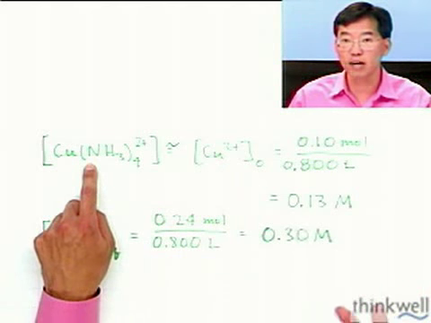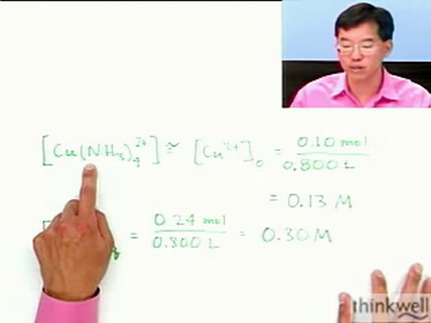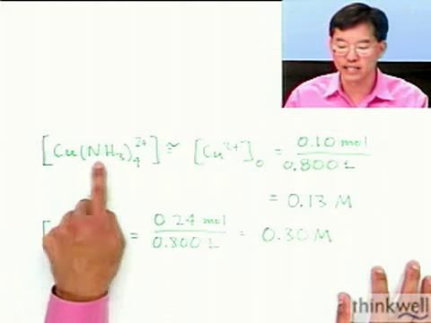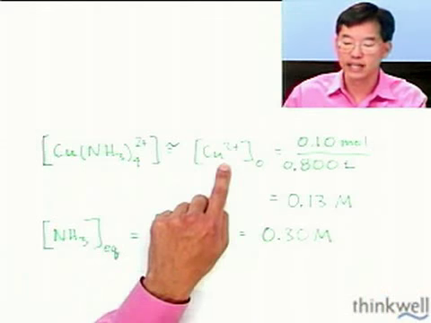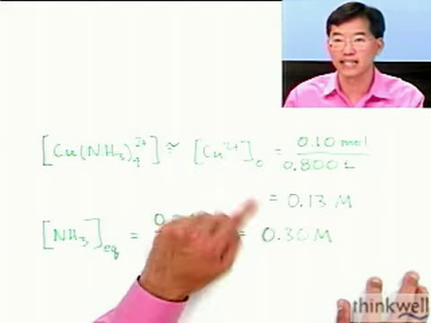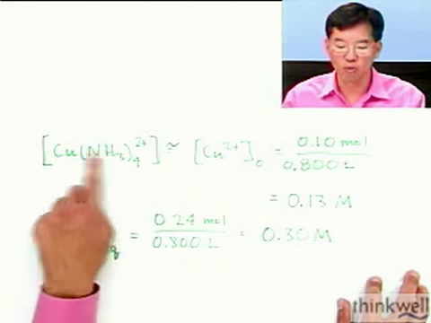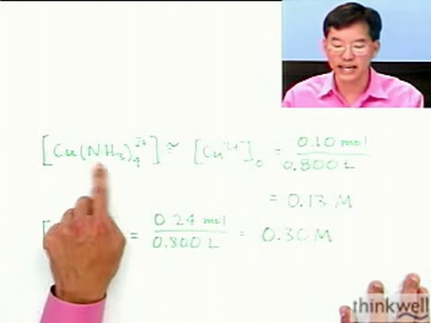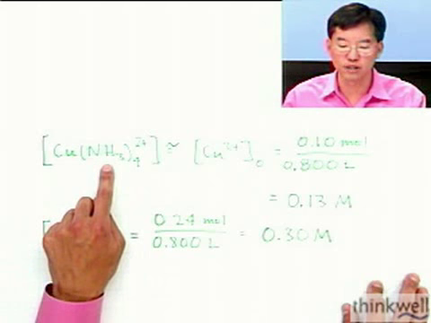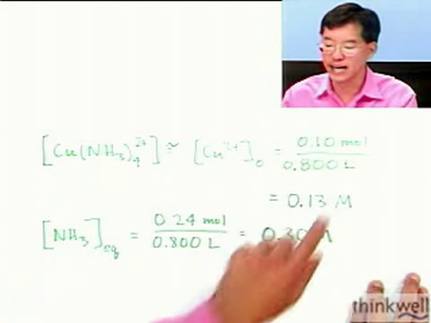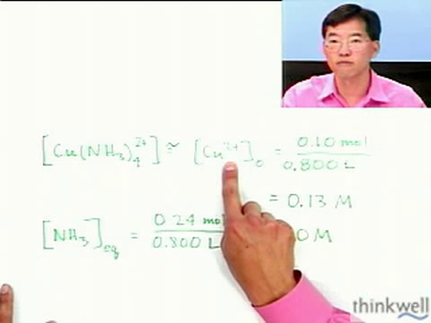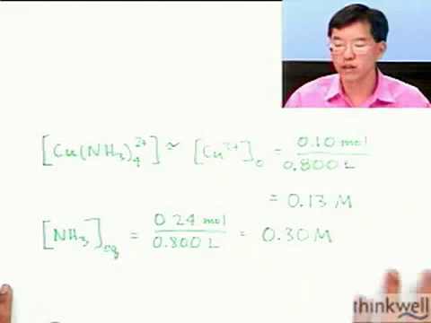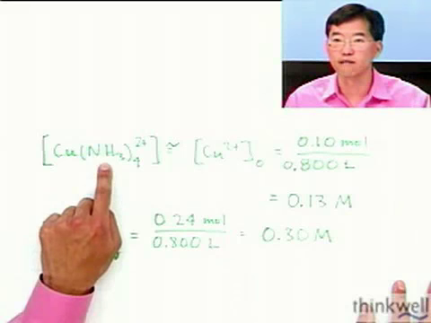Now, that's an assumption. What we have to do is check afterwards to see whether or not, in fact, almost all the copper is converted to this. Remember, when we make assumptions, if the concentration of free copper is less than about 1% of this, then our assumption makes sense. So we'll calculate the concentration of the tetraammine copper 2+ cation, and that's 0.10 moles, because that's the number of moles that we started with, divided by the final volume, and that gives us 0.13 molar concentration of the complex ion.